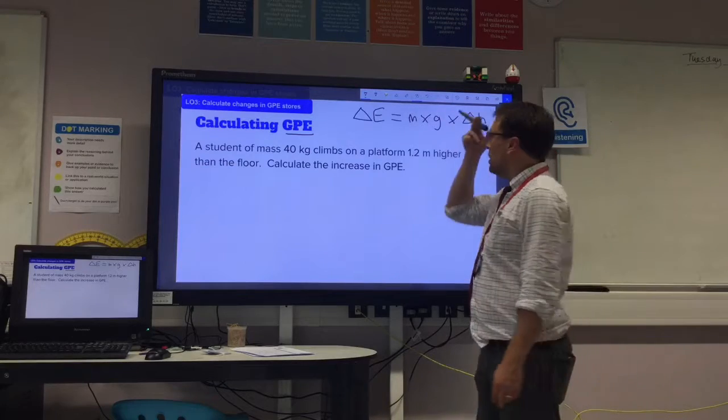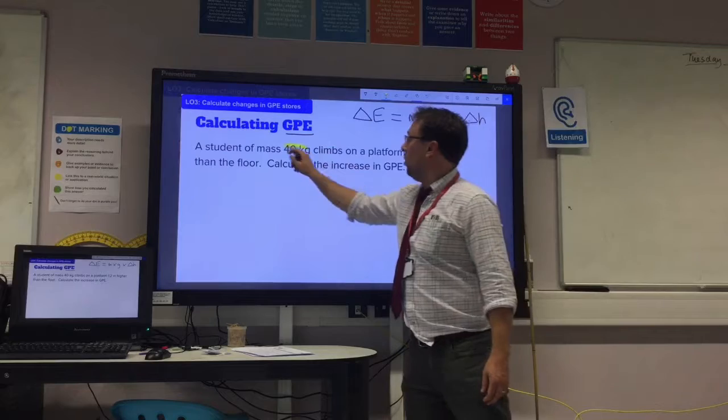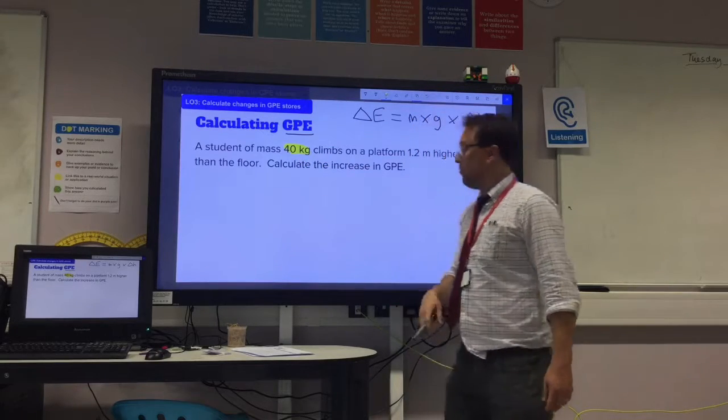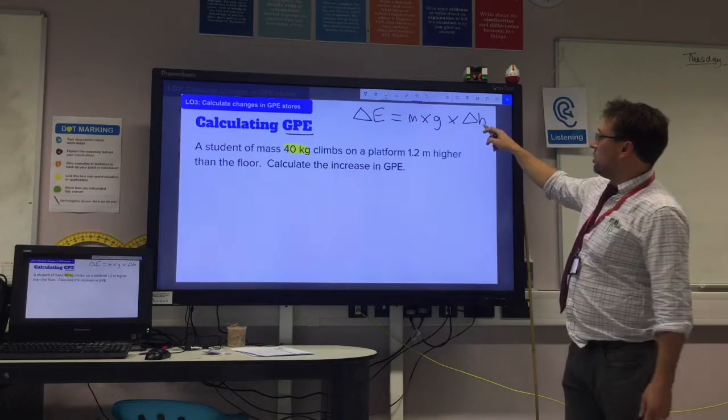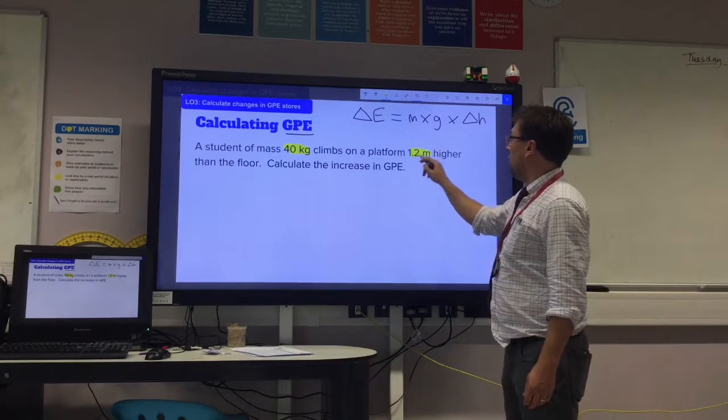Now what I can do is start picking my values out of the question. So I need a value for mass. I've got one, 40 kilograms over there. Okay, I need a value for the change in height. Well, he's climbed onto a platform which is 1.2 meters higher, so I've got a value there.